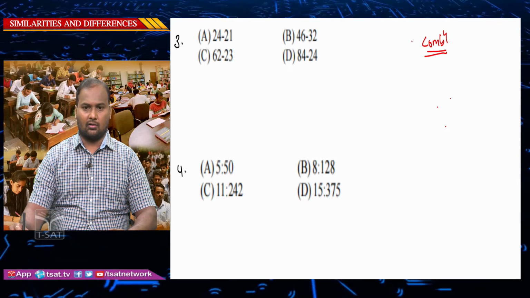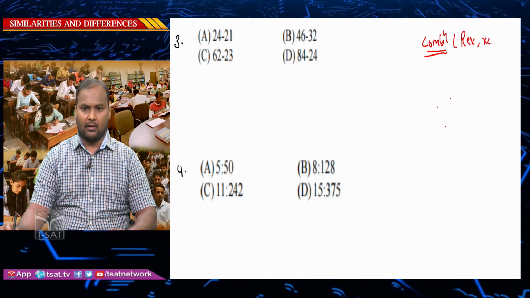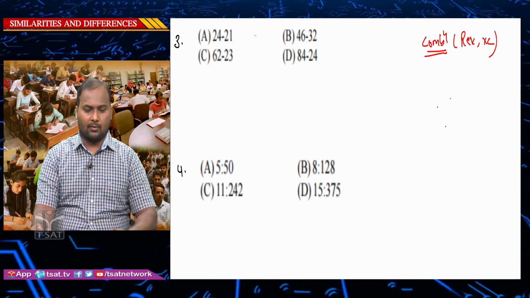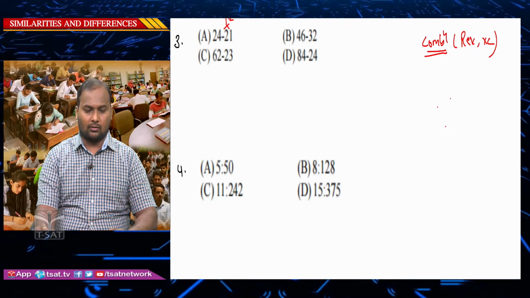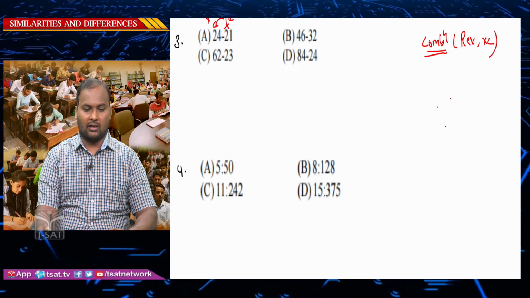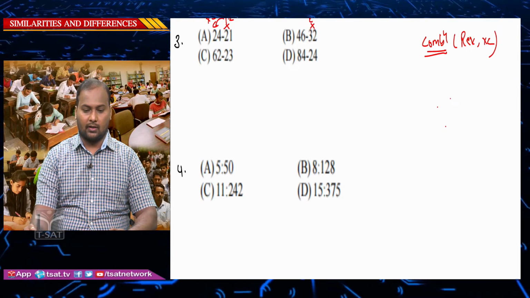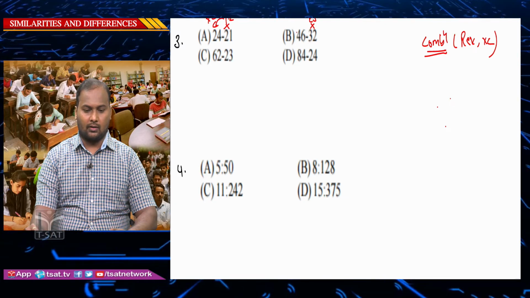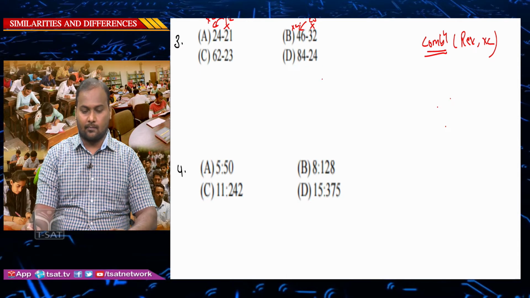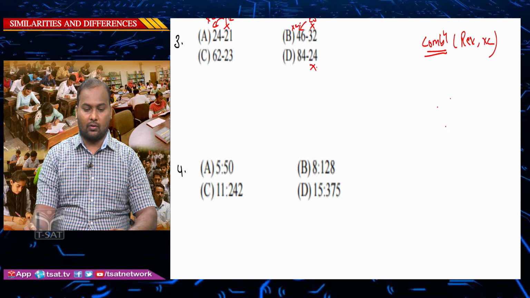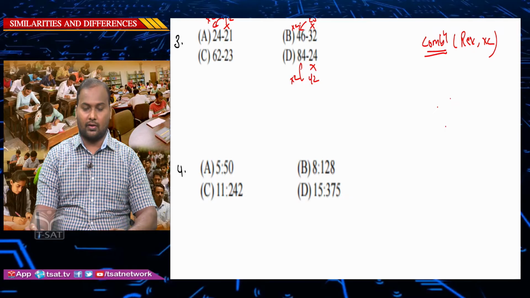So what is the combination here? The combination here is first reversing and then multiplying by 2. So this is the logic. Let's try to apply it. For example, here I am having 21. You reverse this 21, you will get 12. Then 12 multiplied by 2 is 24. In the same way 32. You reverse 32, you will get 23. Then multiplied by 2, you will get 46. In the same way you have 24, you reverse it in option D, you will get 42, and multiplied by 2, 84.